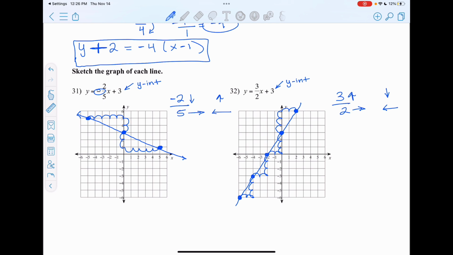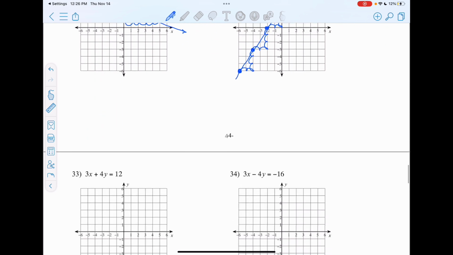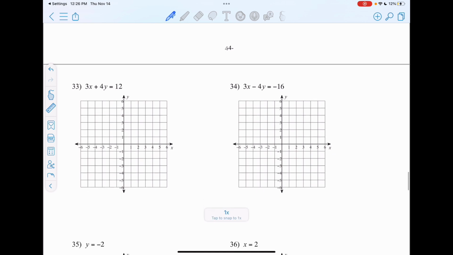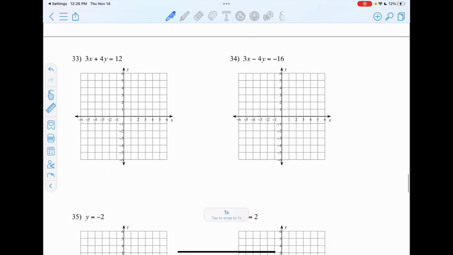Now that's how we graph with slope-intercept form. Let's say they give you the equation in standard form, like in 33 and 34. We need to rewrite these like we did earlier in the study guide. In order to do that, I need to get y by itself. So the first thing I'm going to do is subtract 3x to both sides. And I will have 4y is equal to -3x plus 12. And then I'm going to divide everything by 4.